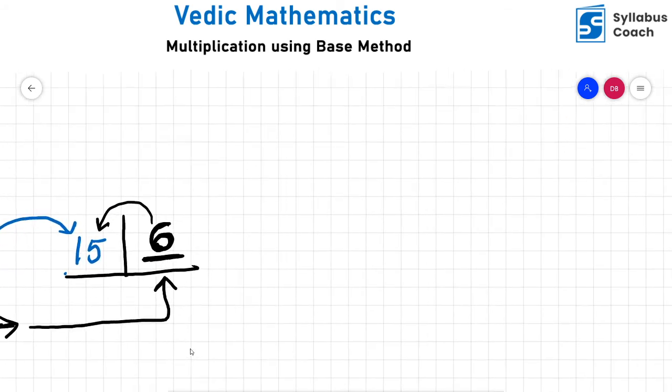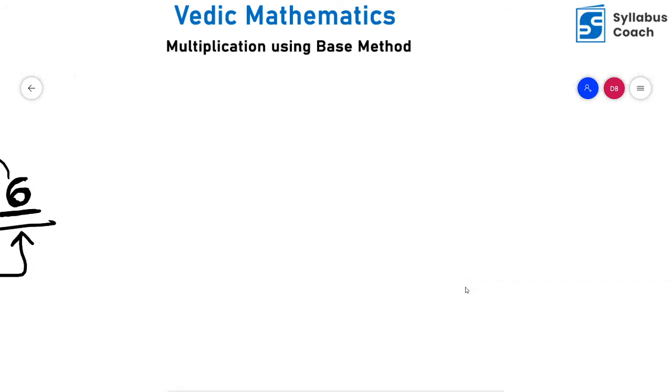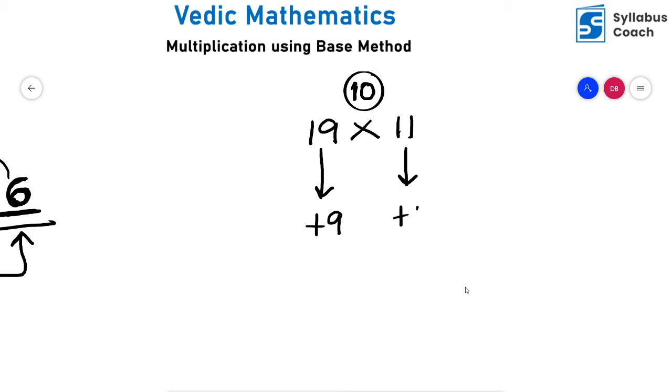Let's take more examples and I'll make it clear for you. What is the next question, students? Next question is 19 into 11. What is the first step? Identifying the base of this question. What is the base of this question, students? It is 10. The base of this question is 10. Now 19 is 9 more than 10 and 11 is 1 more than 10.